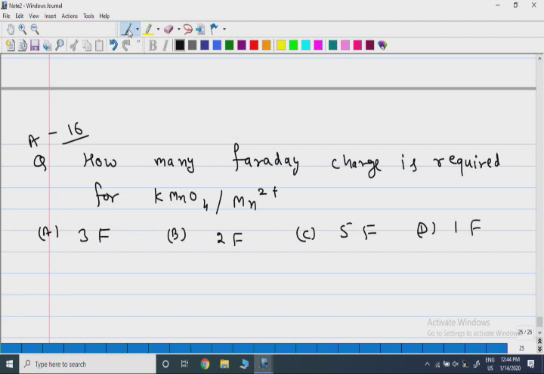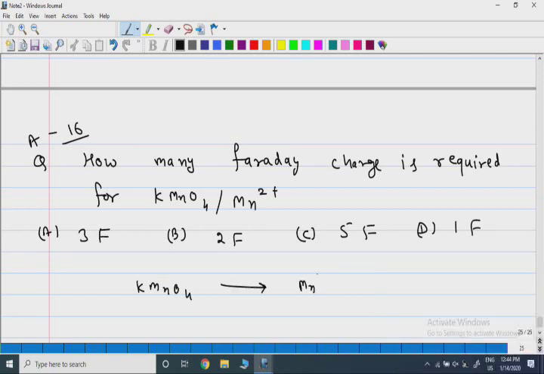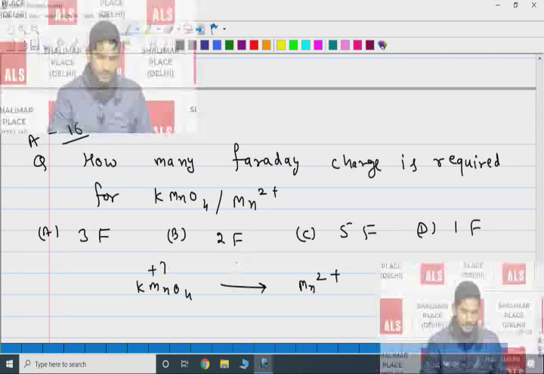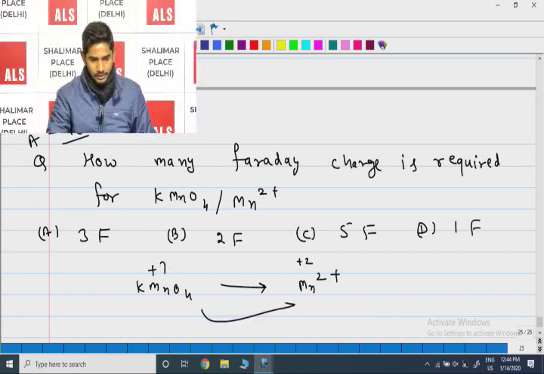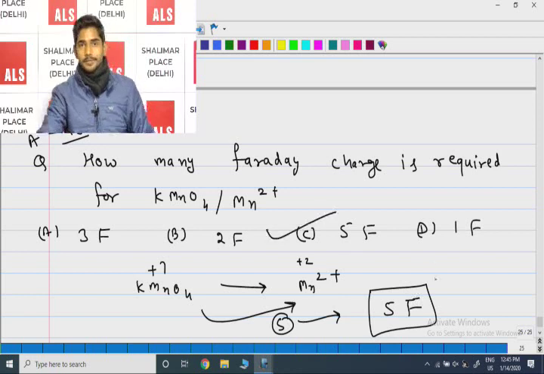Okay, C for the AIMS 2016. Guys, look at this. I think we have discussed such type of problems, that in these cases just determine the n factor. Here this is plus 7, this is plus 2 and the change is of 5. So 5 is the n factor, which is nothing but 5 farad. So option C would be the correct answer for this one.